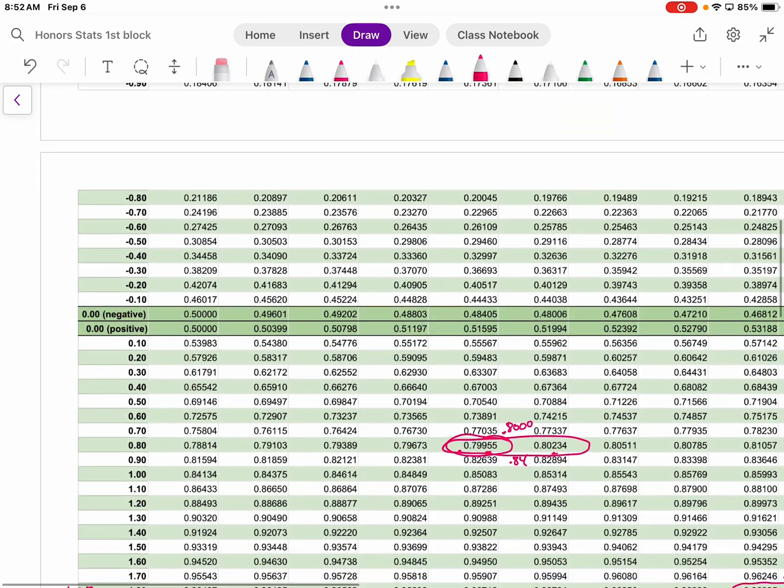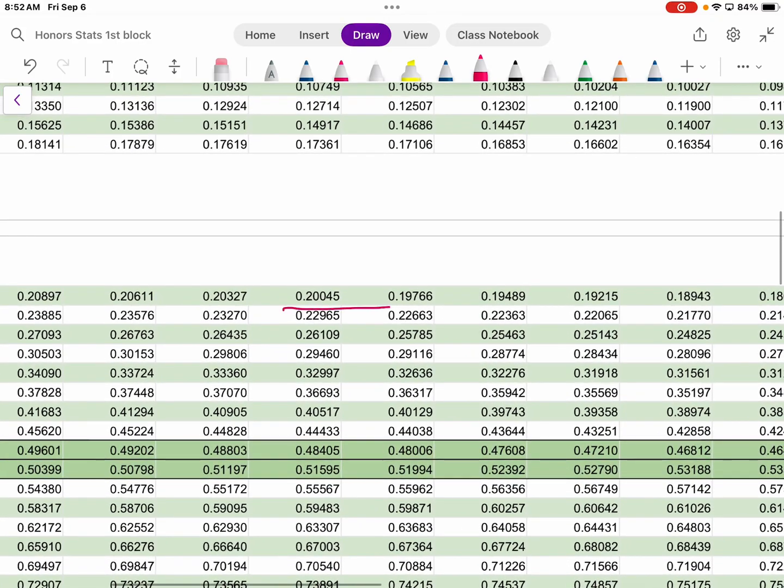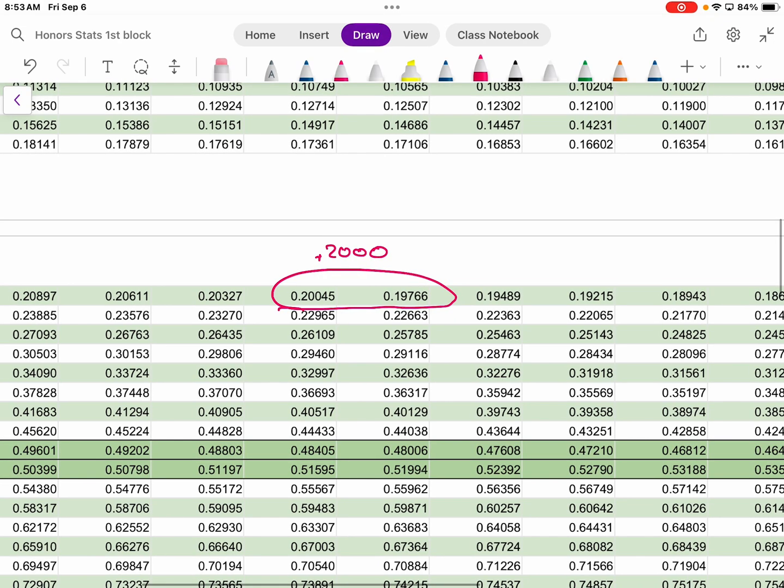Boom, boom, boom. There we go. I think I found the thing. There we go. Somewhere here. 0.20000. We are off on this one by 0.00045. Over here, we are 0.00. Was it? What'd you say? Yeah, thank you. 234. Thank you.